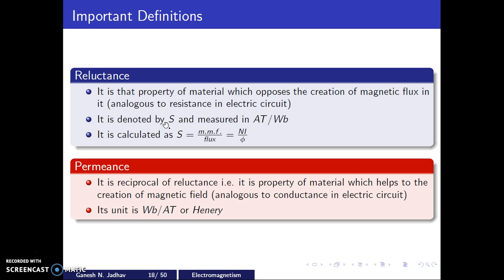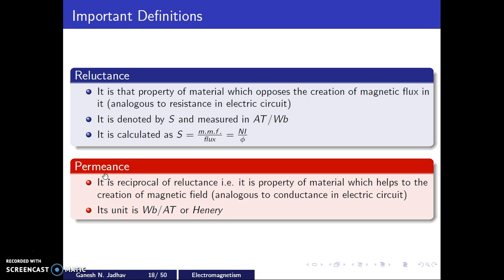It is denoted by S. Just like resistance is measured as EMF divided by current, S can be calculated as MMF divided by flux, that is, NI divided by flux phi. MMF is in terms of ampere turn and flux is in terms of Weber, hence the unit is ampere turn per Weber.